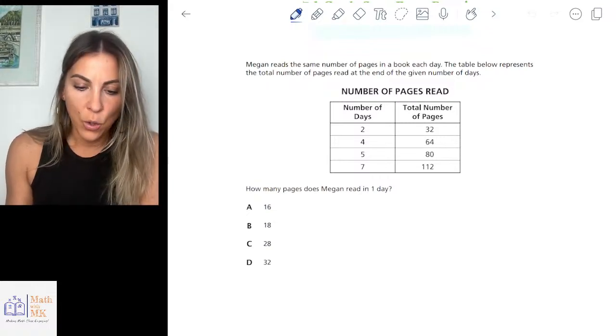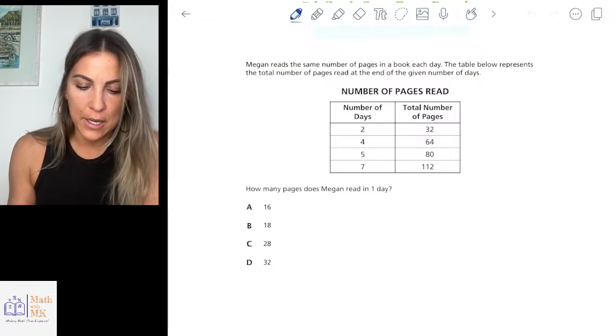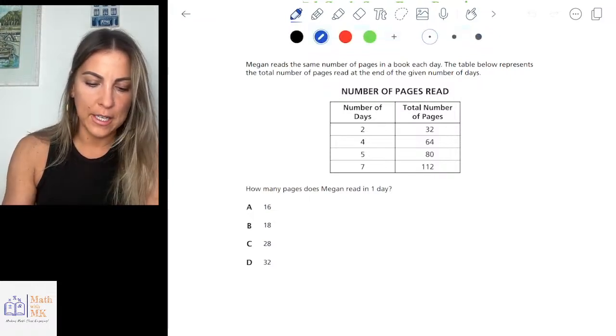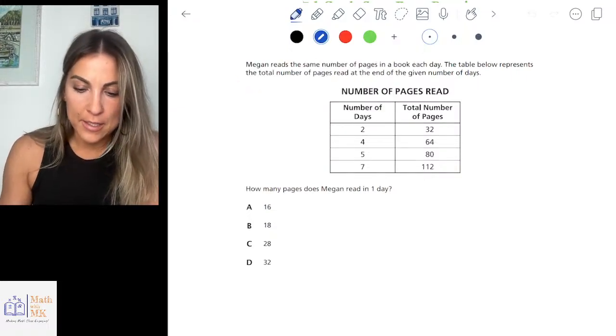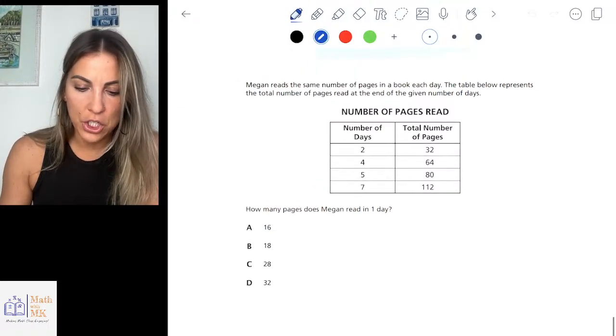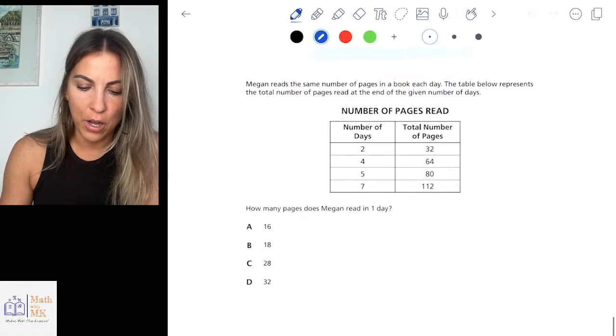All right. So Megan reads the same number of pages in a book each day. So they're already telling us that it's going to be a constant rate that she is reading at. The table below represents the total number of pages she read at the end of a given number of days.